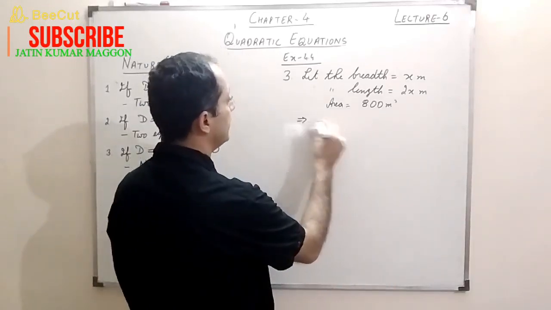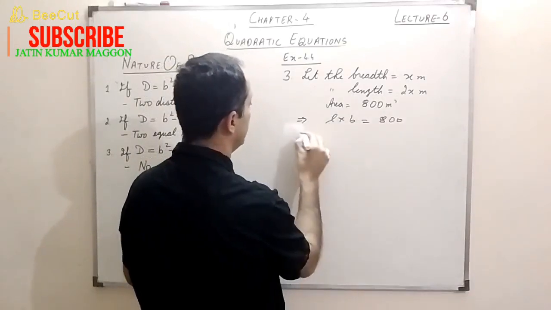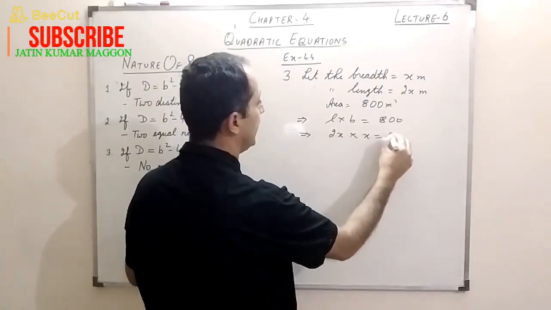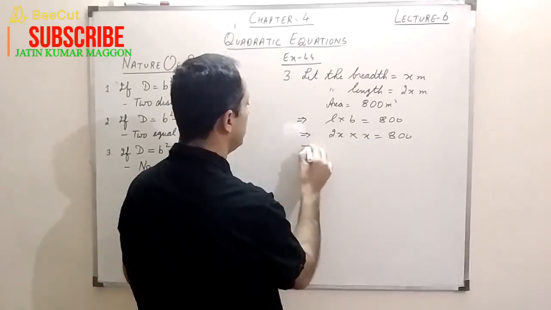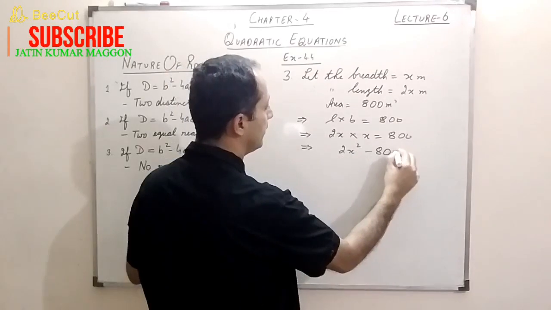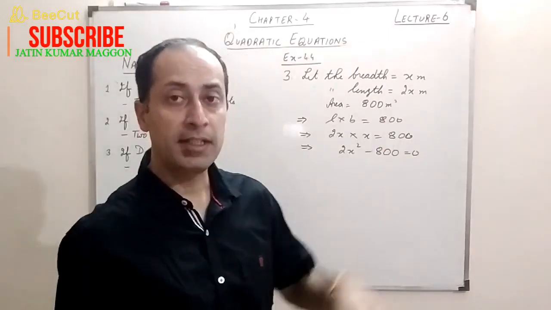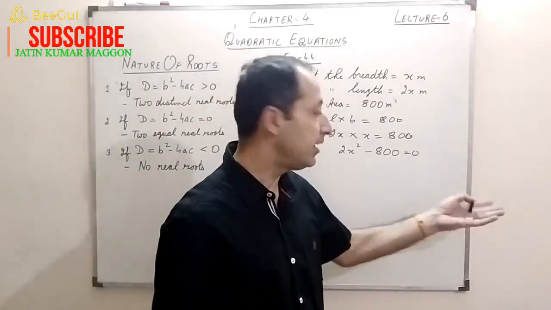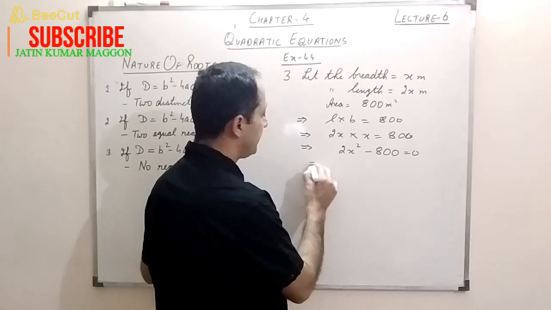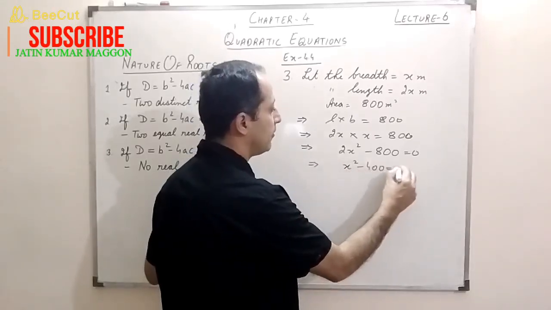This means that L into B is equal to 800. This means 2x into x equals 800. This means 2x square minus 800 equals 0. I shifted this 800 to the left side, and when I shift this, nothing is left on the right side, so it will be 0, right? So now I can take 2 common. When I take 2 common, what is left is x square minus 400 equals 0.